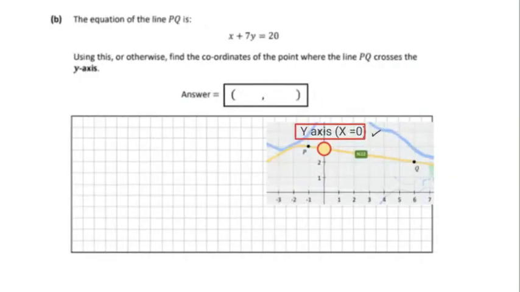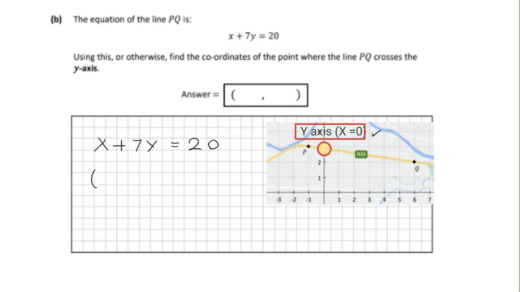So the next part is find out where the line PQ crosses over the y-axis. So let's look at the diagram, and there's a specific condition highlighted. Where it crosses over the y-axis, x is equal to 0 down here. So it makes sense. So all we have to do now is apply that to the algebra. So we'll write our equation again. x plus 7y is equal to 20.